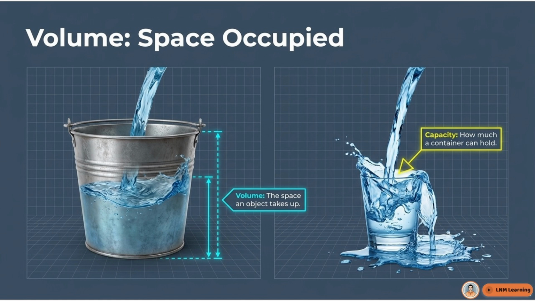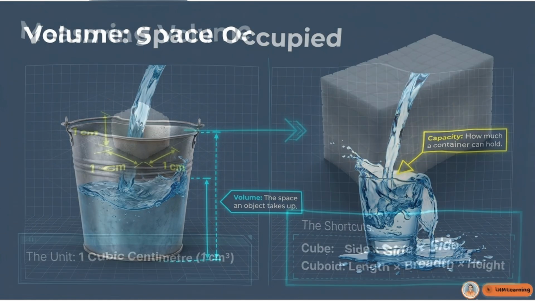And the amount a container can hold is known as capacity. Bigger volume inside, more it can hold. So to sum up, volume is really just how much room something takes up.